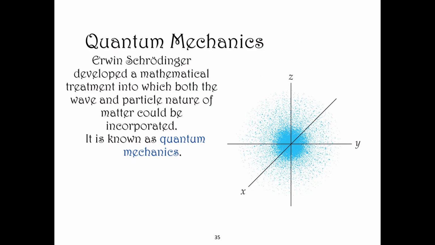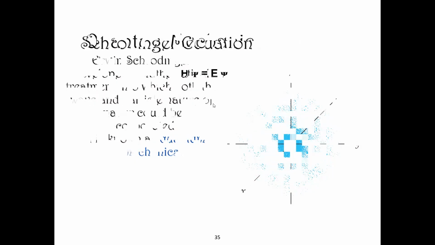But if we think back to the previous one, we said electrons could behave as waves and particles. Quantum mechanics is what can actually describe that. So you may also be familiar with Schrodinger or Schrodinger's cat.